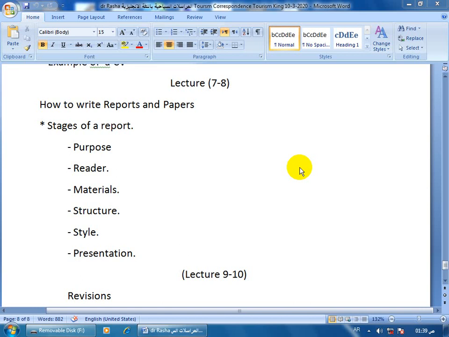Lecture 8. How to write a report and paper. A report is a presentation of facts and findings, usually as a basis for recommendations, written for a specific readership and probably intended to be kept as a record.